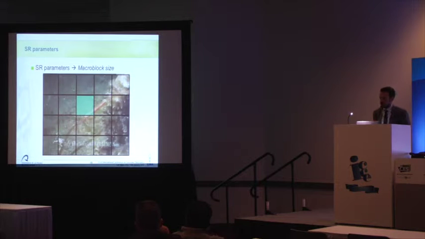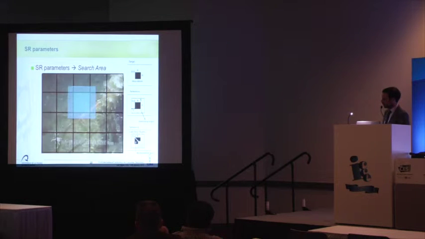The macro block size: each macro block is one division of the image. The super resolution process is not applied to the image as a whole, but it is divided into macro blocks, and this parameter must be considered in order to get good quality results. Around this macro block, we have a search area, and this is the area in which we will look to find appropriate motion vectors from one frame to another.